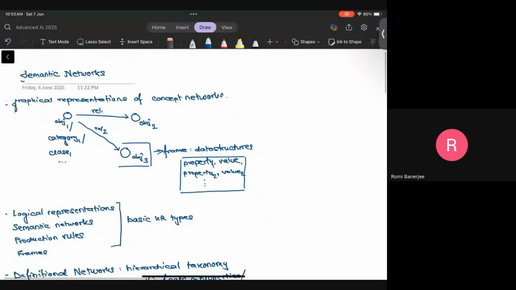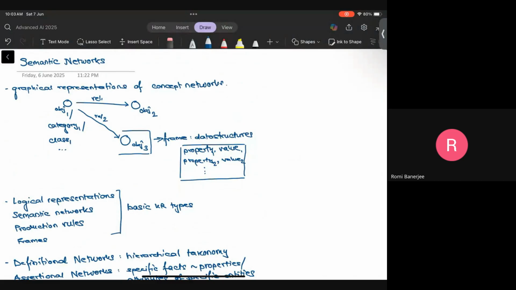So now we're going to talk about semantic networks. Like in the last class, we talked about predicate logic, which is about writing logical statements to connect facts based on certain features. So now a graphical representation of that kind of logical network is what is a semantic network.